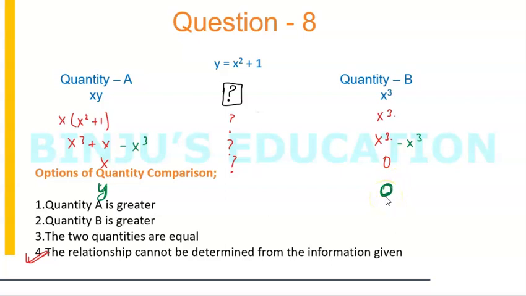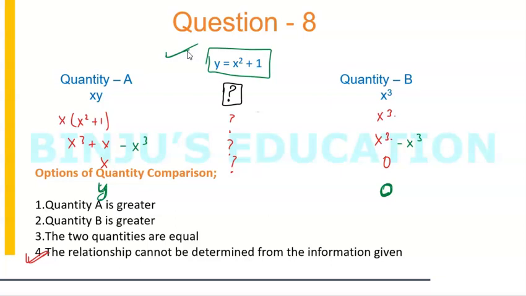We have expressions in quantity A and quantity B in such a way that after simplification my quantity A becomes y and my quantity B becomes 0. And this statement is given to us. This question stem is still valid.